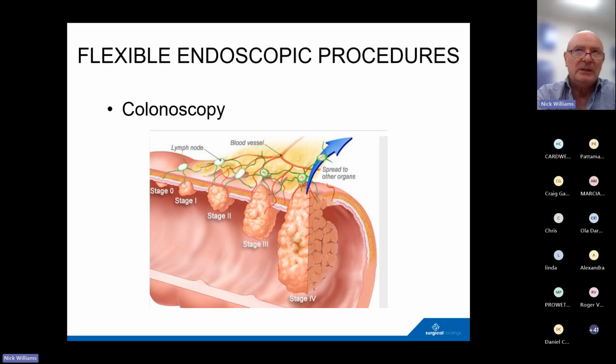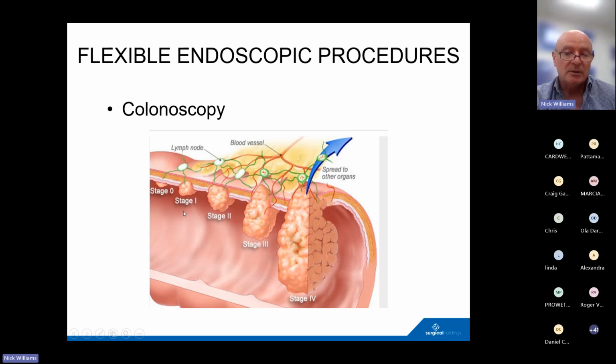When I first started many, many years ago, colonoscopy was principally a diagnostic tool, some biopsies, and that was about it. But with colorectal cancer, in this country we have a colorectal cancer screening program. So you may be an asymptomatic patient who goes for a colonoscopy and you pick up an early cancer, which is the whole point behind it. Let's say it's an early cancer.